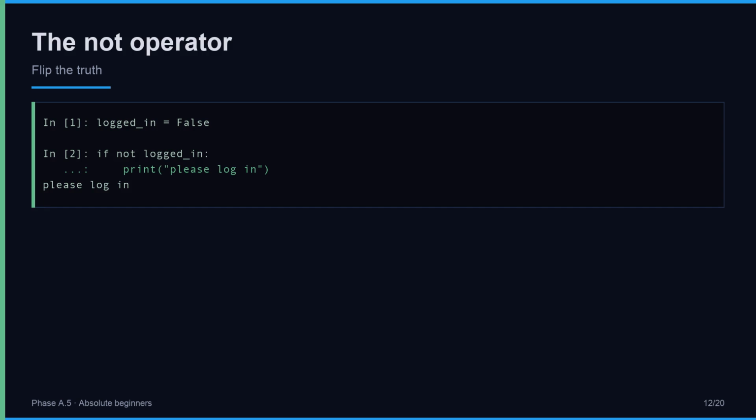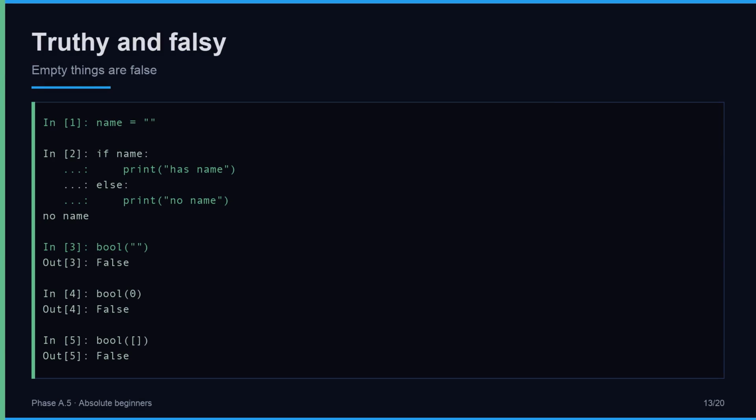Not is useful when a condition is easier to read in reverse. Instead of asking if something is missing, you ask if not it is present. Not works on any Boolean expression. Not true is false, not false is true. Flip the truth. Here is a subtler idea, truthy and falsy. Name equals empty string. If name, print has name, else print no name. No name prints. Why?